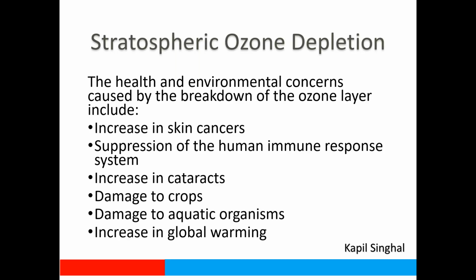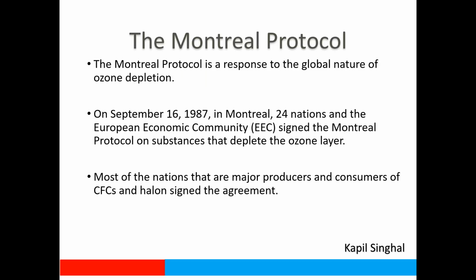That's why the Montreal Protocol came in, because this was probably the world's first and only treaty which is globally treated as the most successful environmental treaty. This was started on 16 September 1987 in Montreal, with 24 nations and the European Economic Community signing the Montreal Protocol to start working on ozone depletion. India also became a signatory in 1992. But most of the nations that were major producers and consumers of the halogens already signed in the 1987 protocol.